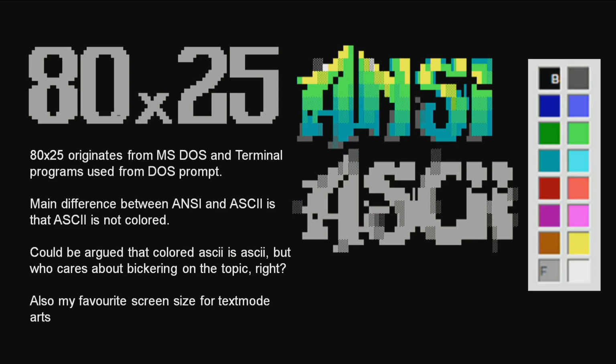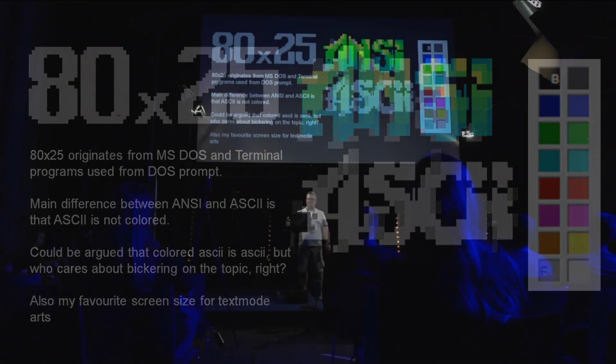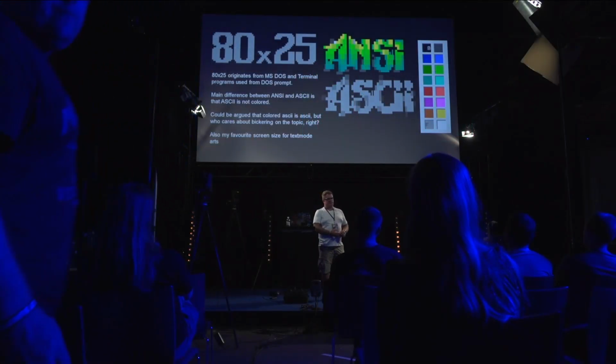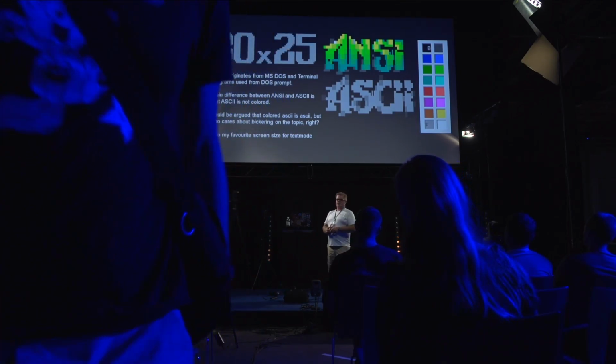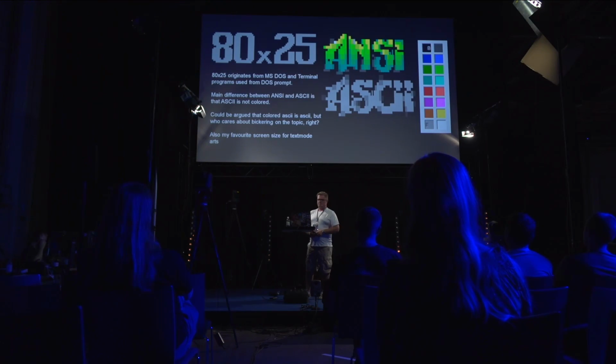The main thing between ANSI and ASCII is that you have 16 colors, and of those 16 colors, you can use the first 8 as a background color. So you can't go like bright magenta and white. You can do that in modern day programs, but it's going to look horrible. Like I said, it could be argued that colored ASCII is not ASCII anymore, it's just ANSI and so on, but I don't know.